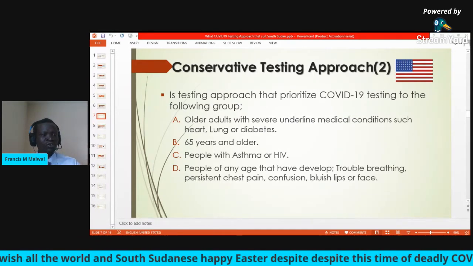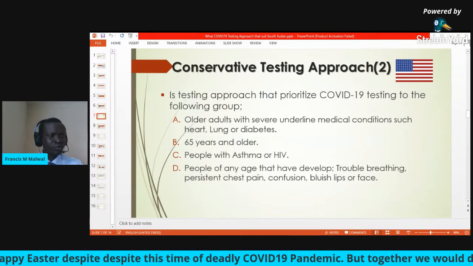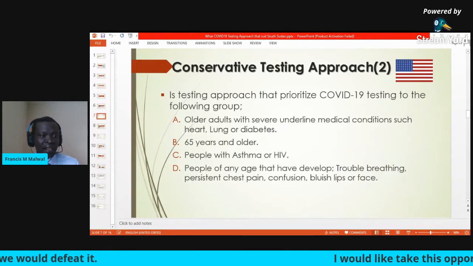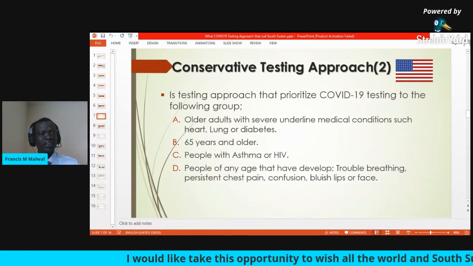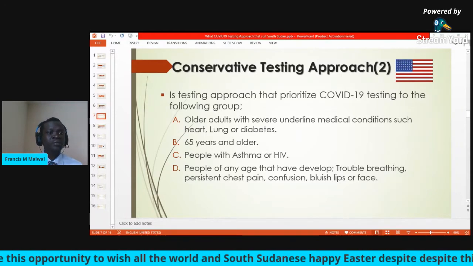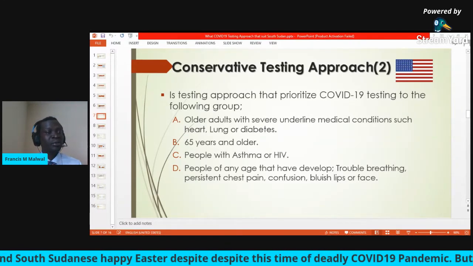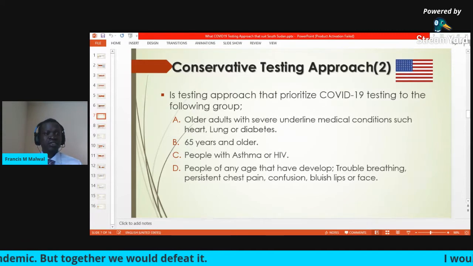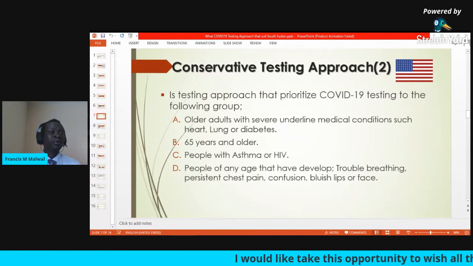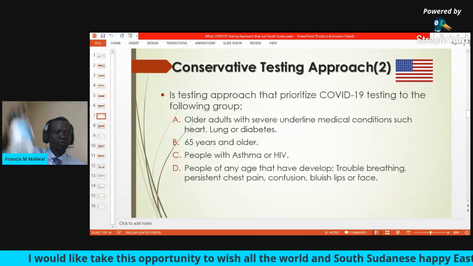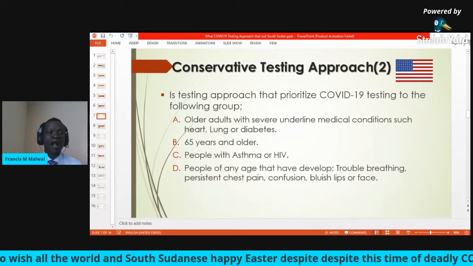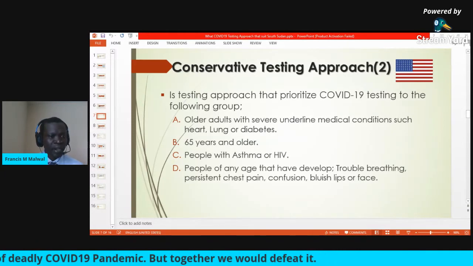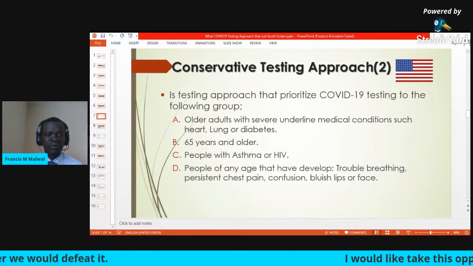Because they know, as we went through, that the risk of dying from COVID-19 increases with age, they focus on adults. So if you are an adult with an underlying medical condition that we just talked about, like cardiovascular, respiratory, diabetes, hypertension, and you develop symptoms, these are the people that they test for COVID-19. If your age is 65 years and older, they give you priority for testing. And people who have asthma or HIV, the immunocompromised group, also get priority for testing.